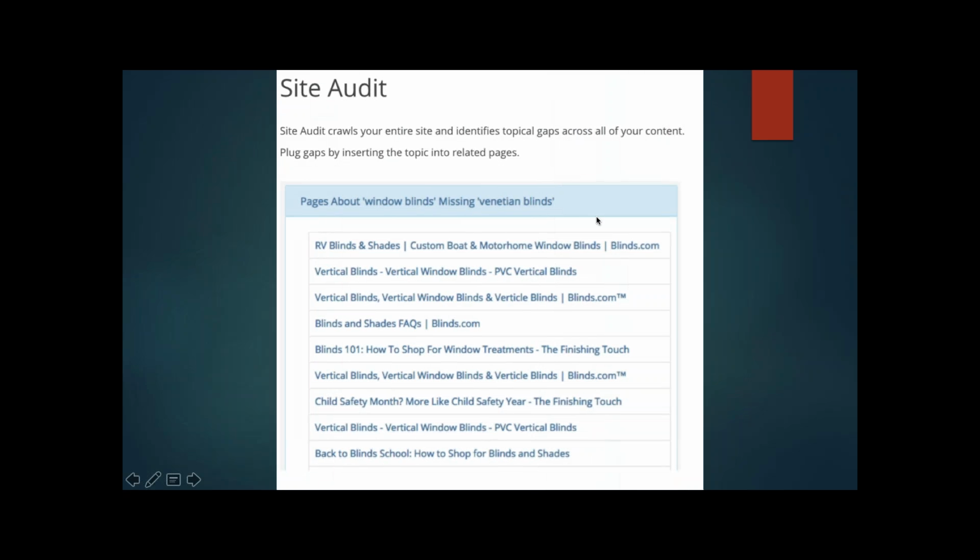And what MarketMuse lets you do is it shows you the pages where you could fill that gap, because they're pages that are about window blinds and they're missing Venetian blinds, meaning you can go in here and write additional content, create an H2 with additional content, for example.